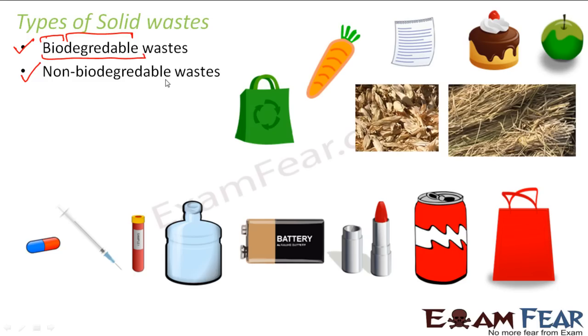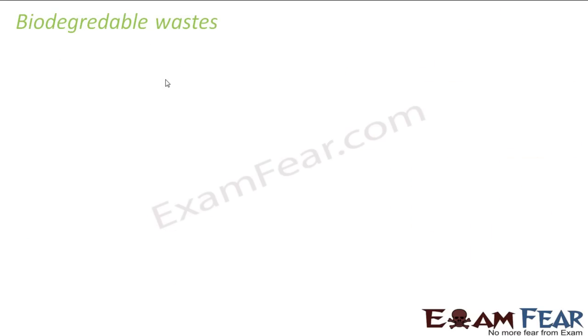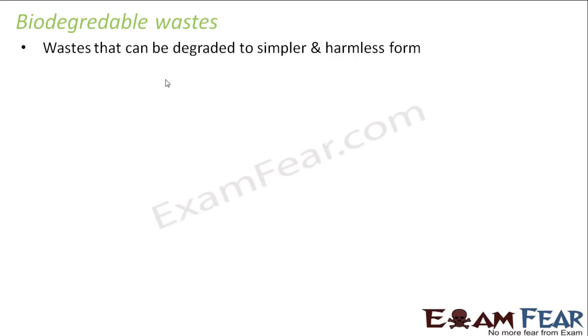Now we will understand each of them in detail. Here you can see pictures of some examples of biodegradable wastes and some non-biodegradable wastes. In the next slide, first let us try to understand what biodegradable waste is in more detail. Then let us look at the examples. So what are biodegradable wastes? That which can be degraded to simpler and harmless form. Right? So when I have the waste products, now what are our wastes? These are either rotten things or used up things or plastic things. Things which are of no more use, that means they are no more useful to us.